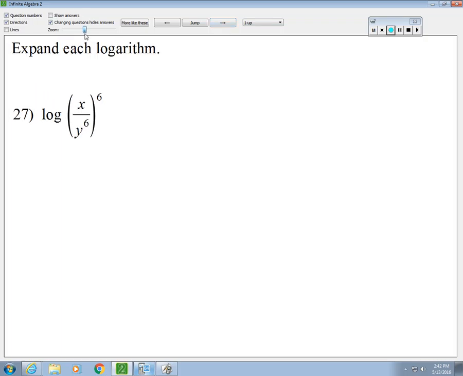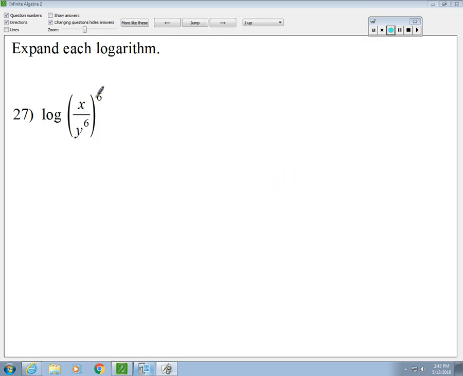Expand each logarithm. Right now that logarithm is in condensed form. We want to expand it. Okay, so what is the base of this log? 10, which you really don't have to write, but I just will for the heck of it. So we have log base 10. How many times do I need to write log base 10? Twice, because we have an x and a y.